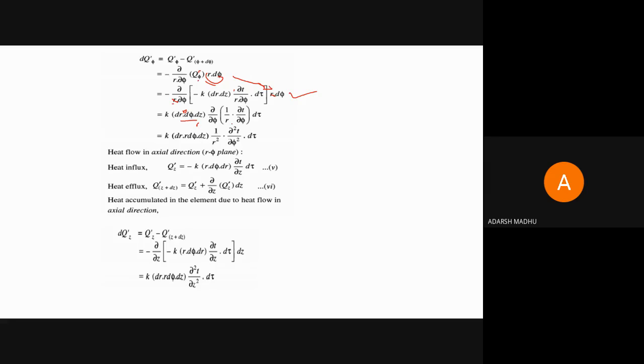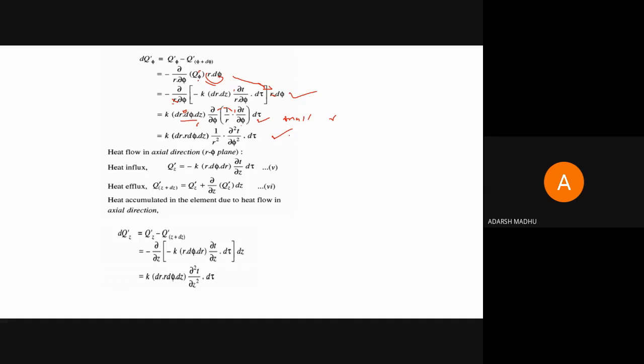So that is what we have done in this step: multiply and divide by r. So we get an r from here. So k into dr into r d phi into dz. By dividing by r, the 1 by r will become 1 by r square, and the dou by dou phi into dou t by dou phi will become dou square t by dou phi square. Okay, 1 by r square into dou square t by dou phi square into d tau. Okay, this is the second direction.